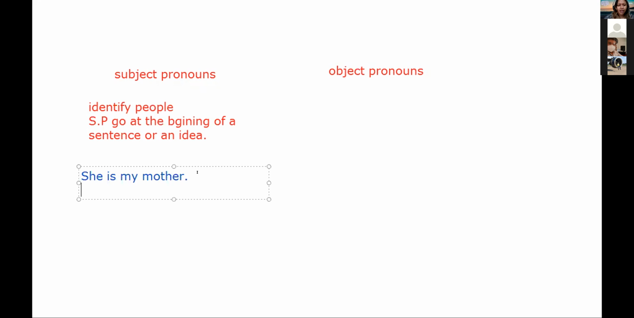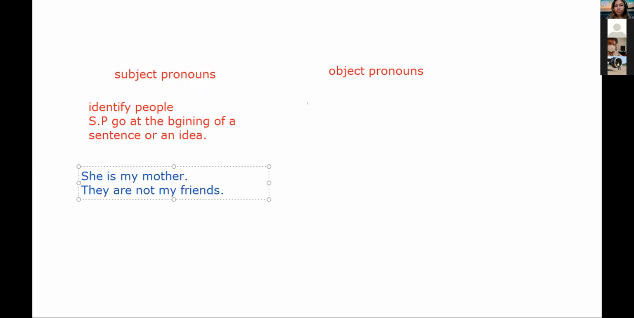Now, another one. Look, they. Help me read this. "They are not my friends." Or "They aren't my friends." Good. So who? They, right? So I am identifying people. So you see, subject pronouns never go at the end of a sentence. Never. They always go at the beginning, starting ideas.